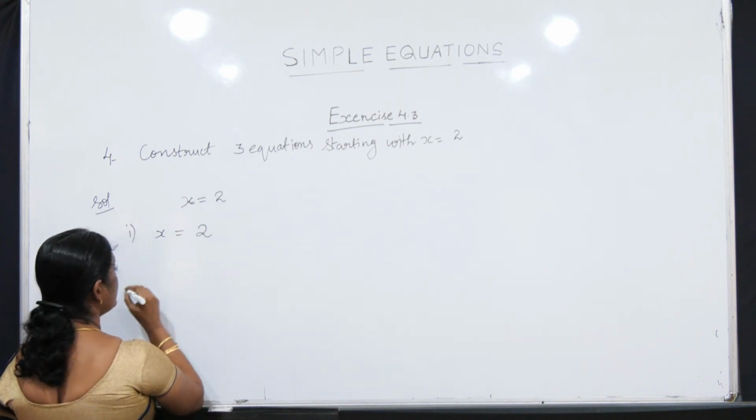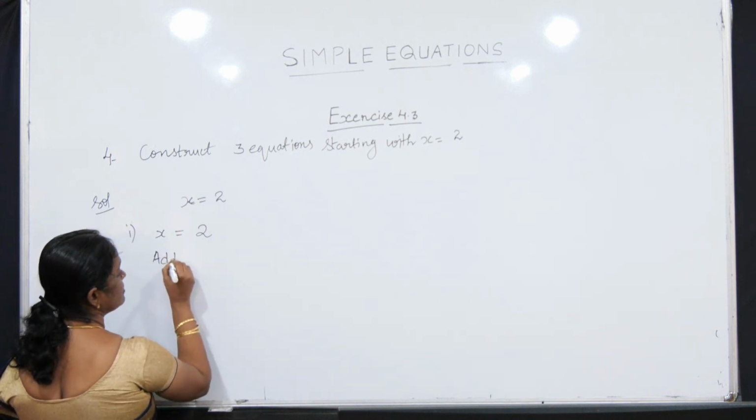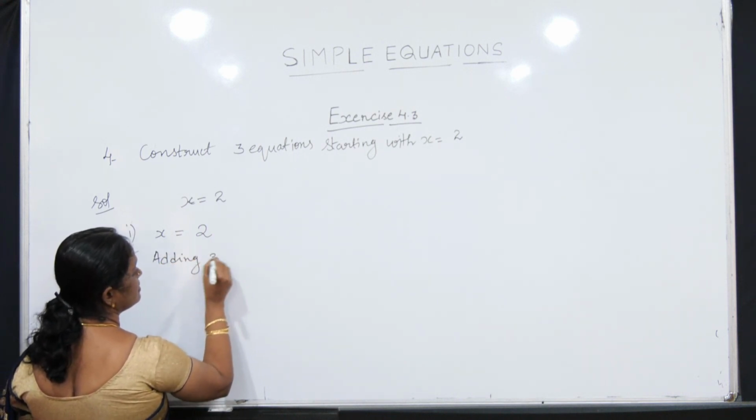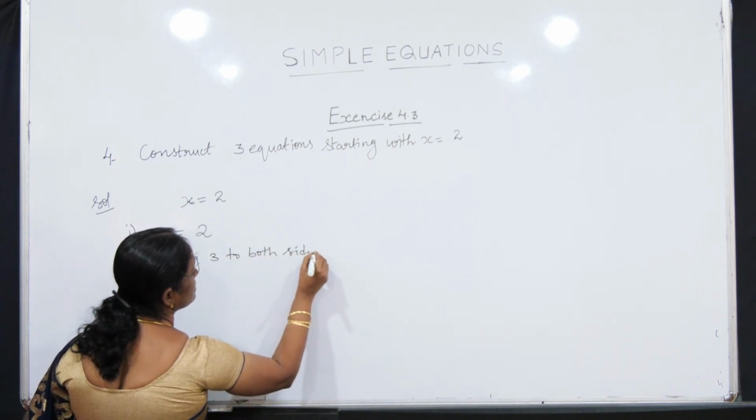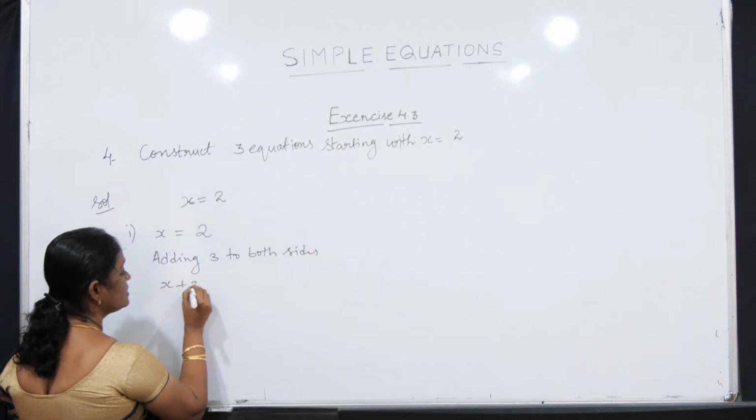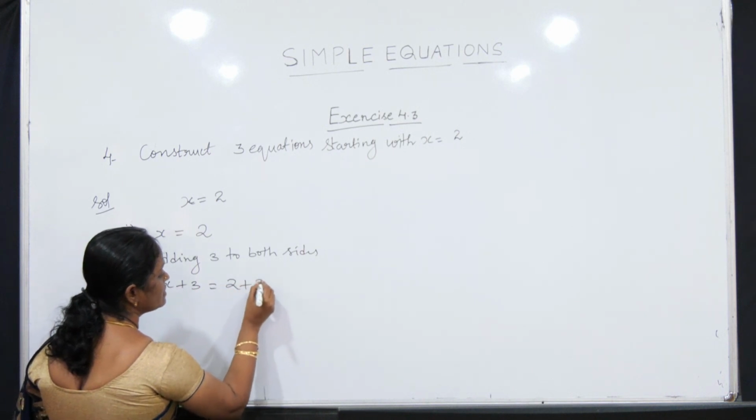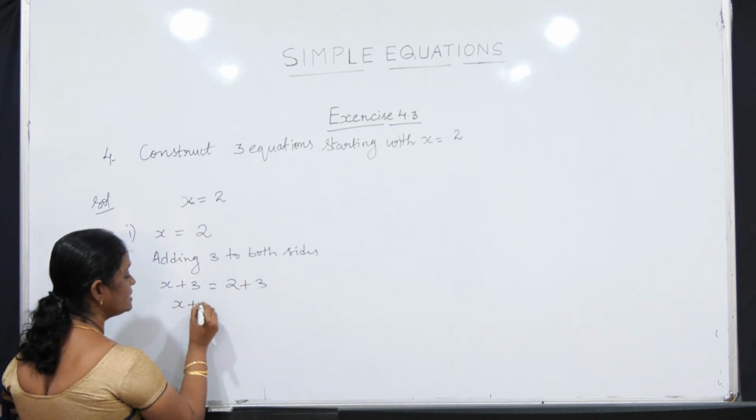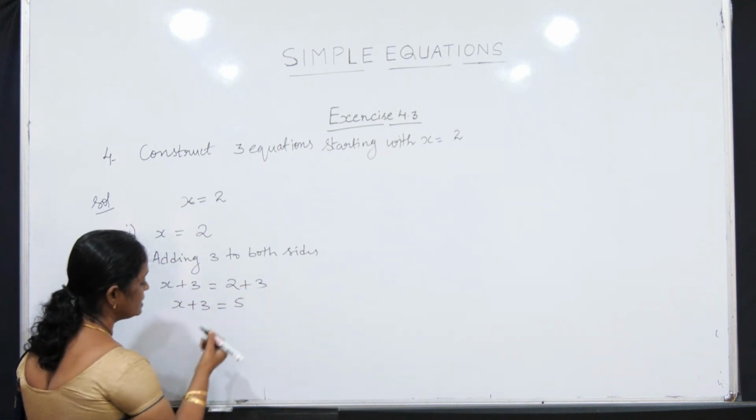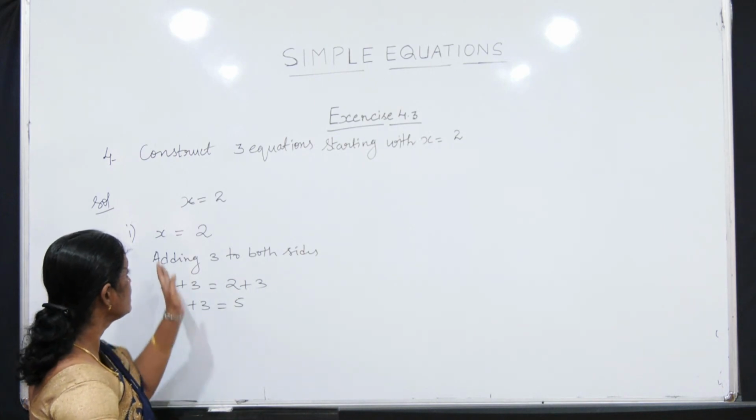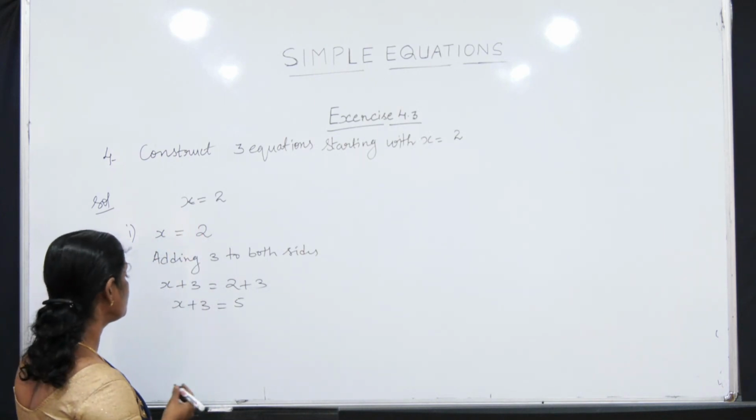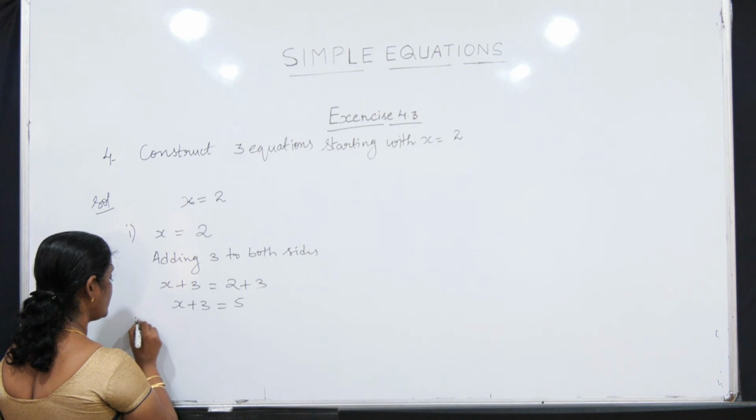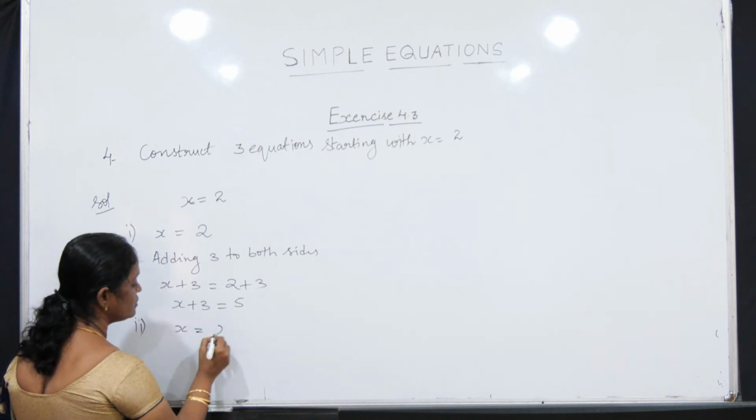Now adding 3 to both sides, what we get? X plus 3 is equal to 2 plus 3. That is x plus 3 is equal to 5. So this is the first equation that we have formed from the solution x is equal to 2. Next, second one, the same solution x is equal to 2.